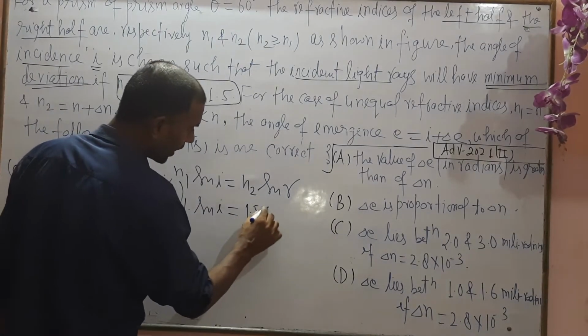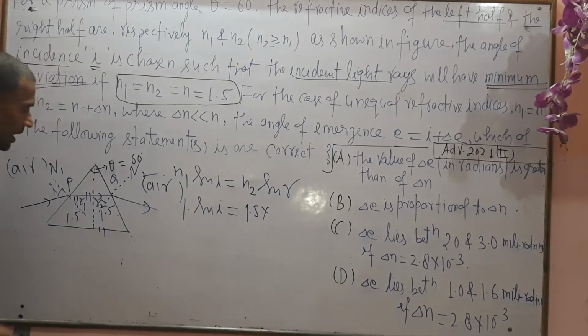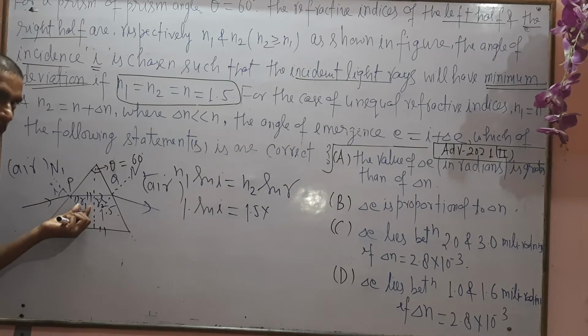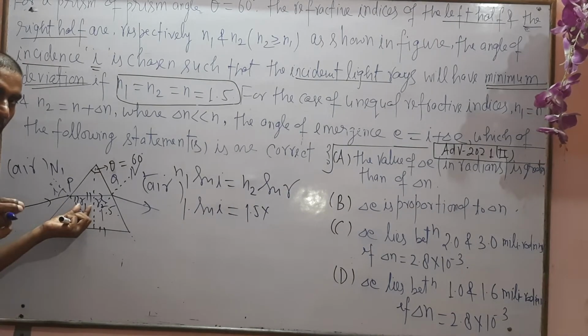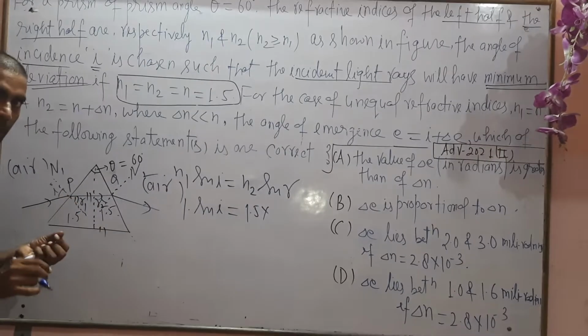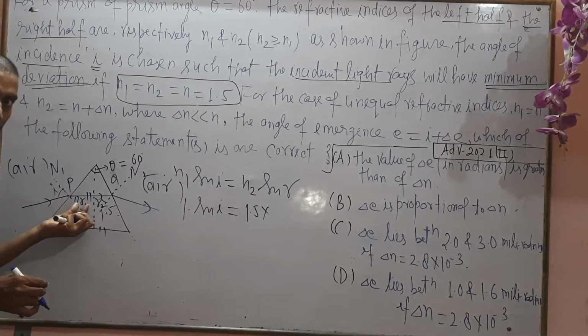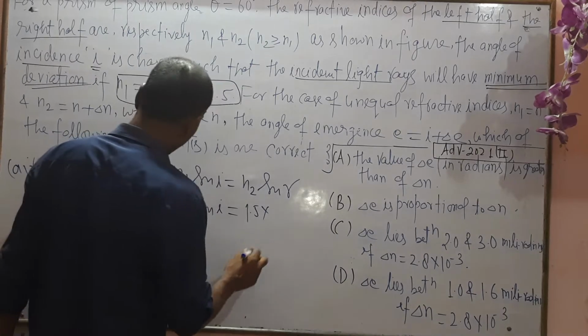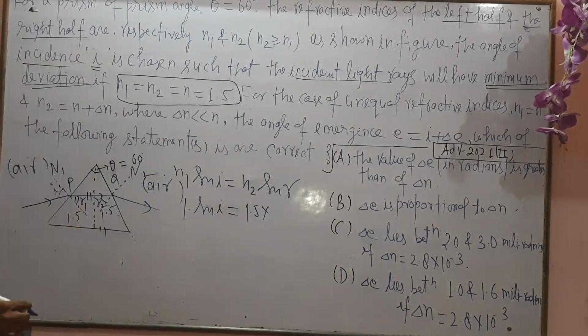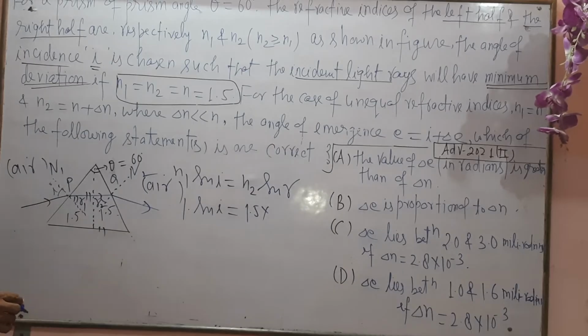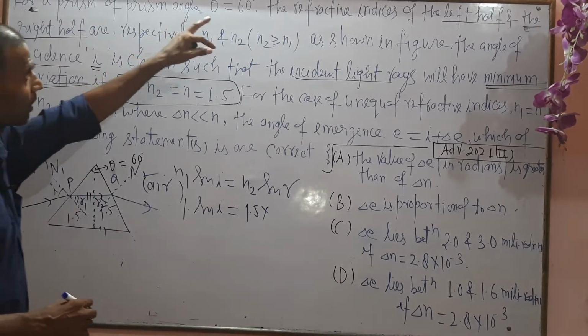This is the 1.5 into sin of r. Sin of r is what? Sin of r1, because we apply Snell's law at point P, then the angle of refraction at point P will be equal to r1. We know that r1 equals r2 equals A by 2, or we can say theta by 2, and theta is what? Theta equals 60 degrees.